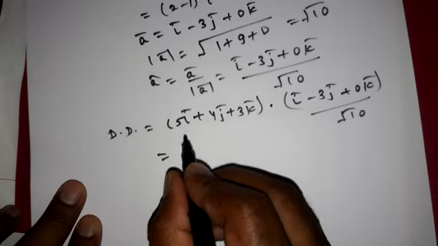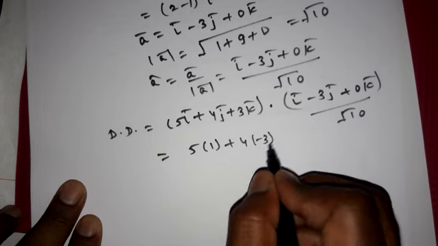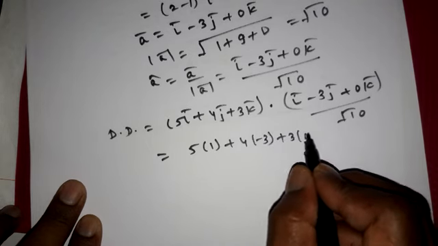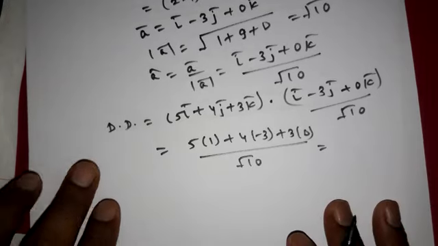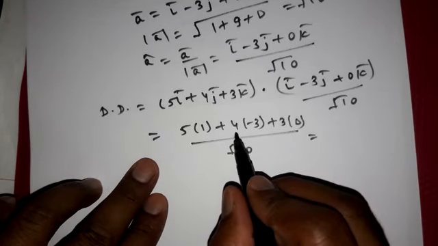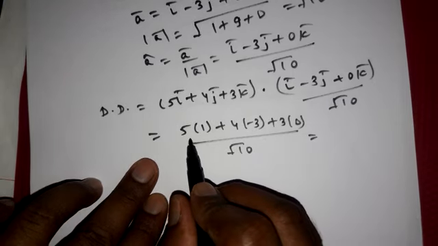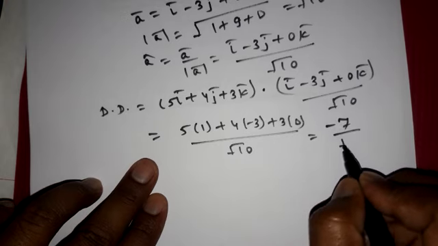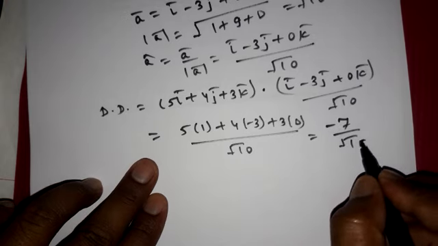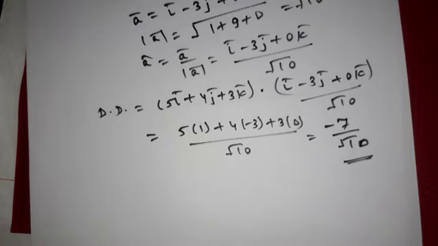Now do the calculation. 5 into 1 plus 4 into minus 3 plus 3 into 0, upon root 10. Do your calculation and complete your answer. So 4 into minus 3 is minus 12, this is 0, and 5. Minus 12 plus 5, so it is minus 7 upon root 10. There may be an error in the calculation, so check carefully and avoid calculation errors.